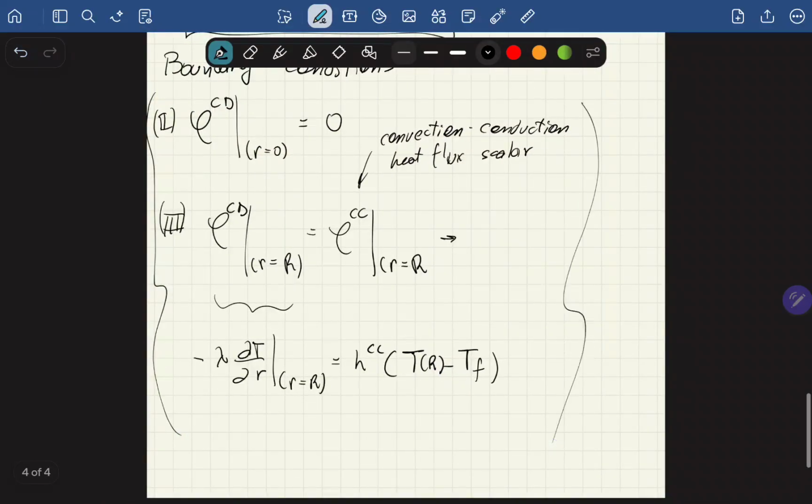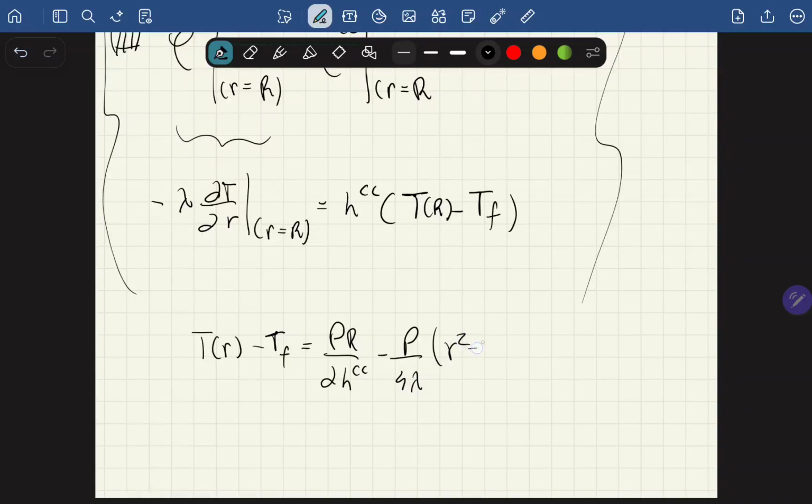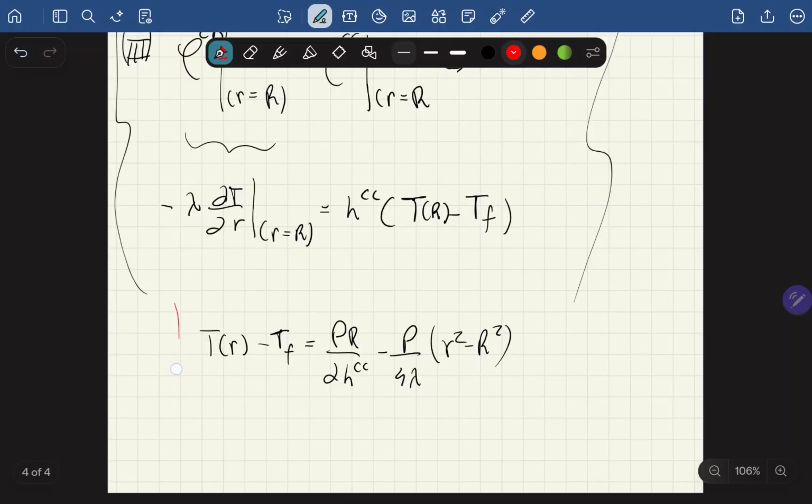I'm not going to solve it here because this is not a partial differential equation video, it's a heat transfer one. And then you solve this, you find that T of R minus TF, which is temperature of the fluid, should be equal to PR over 2HCC minus P over 4 lambda multiplied by (R squared minus r squared). All right, and that's the solution for this example.